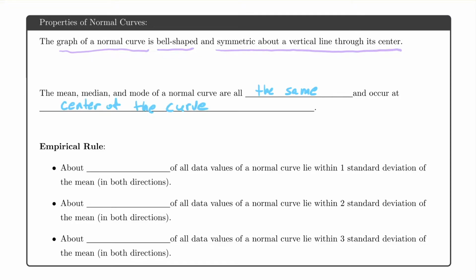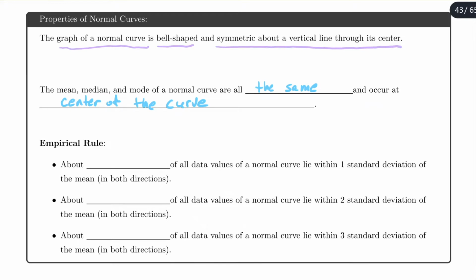And note that not all the data we collect has a perfectly normal distribution. They are bell-shaped and symmetric, so they're close to a normal distribution. And there's an empirical rule where about 68% of all the data values of a normal curve lie within 1 standard deviation of the mean. And about 95% of all the data values of a normal curve lie within 2 standard deviations. I'll explain what this means in a second.